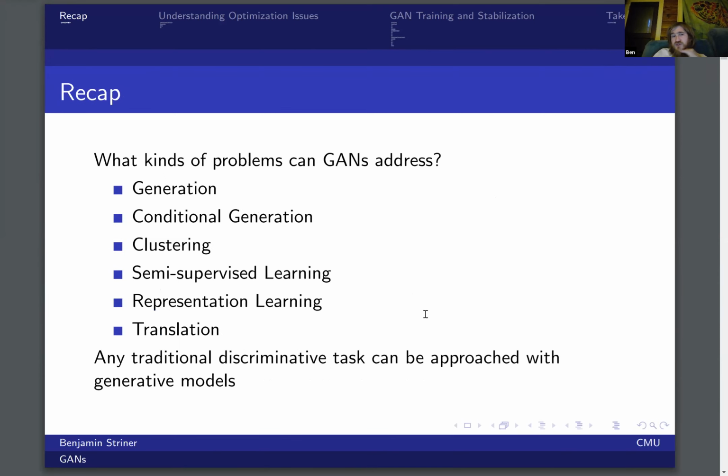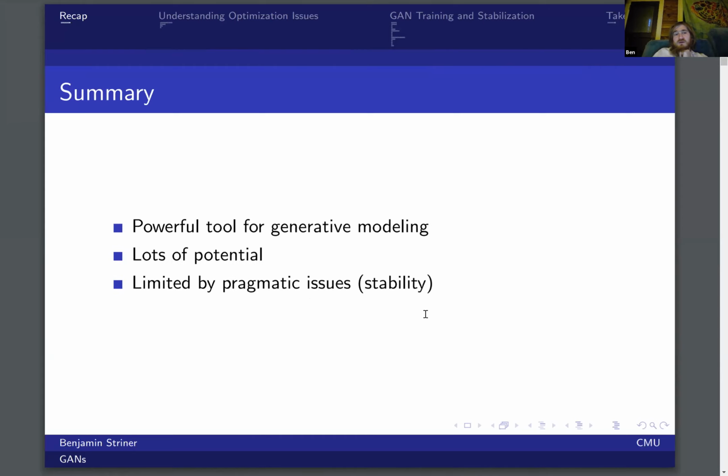In terms of what you can do, it's more than just generating data. You can use GANs for different types of clustering, for semi-supervised learning, representation learning. You can use it for translation. You can use it for audio. You can use it for images. You can really use it for any sort of framework you're dealing with. So it's a powerful tool, lots of potential.